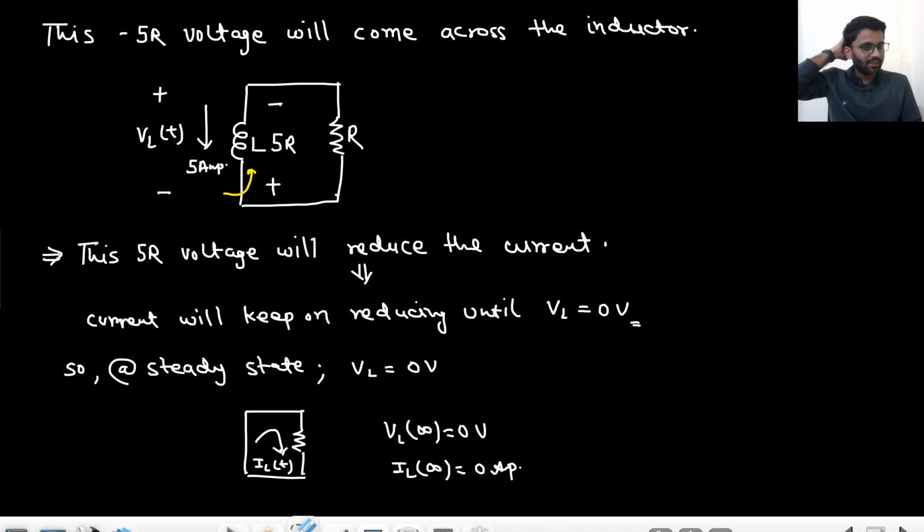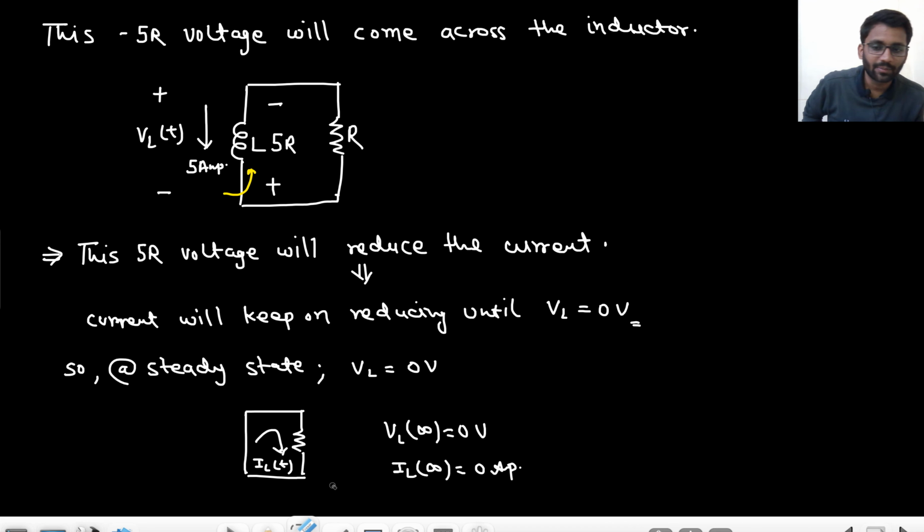But is this what is happening in the circuit? At steady state, the inductor is losing all its current. Initially, it was having 5 ampere current. Because of this negative voltage, it is losing its current and eventually it is going to short circuit. Are you getting my point?